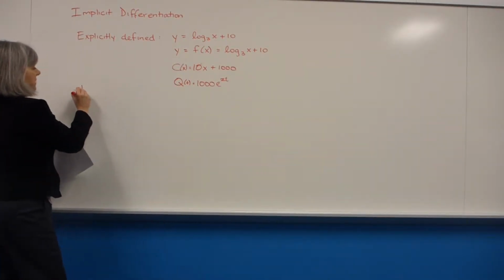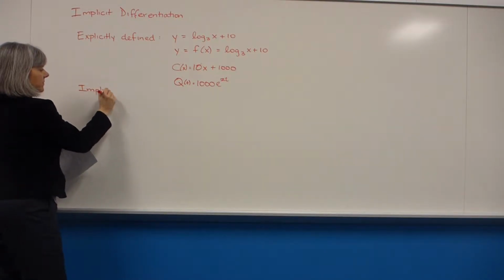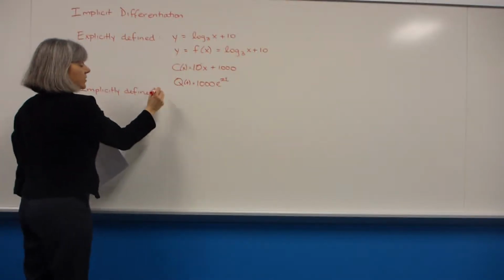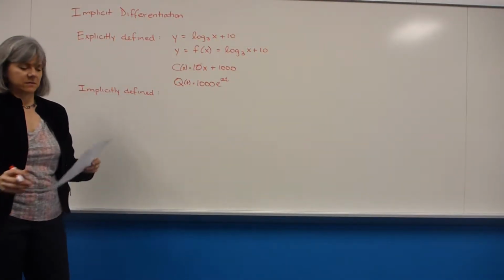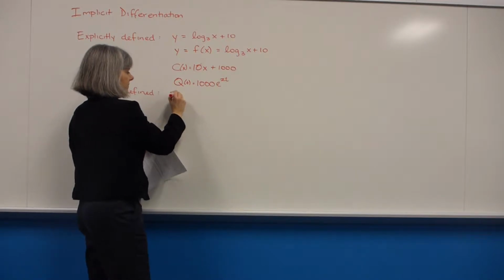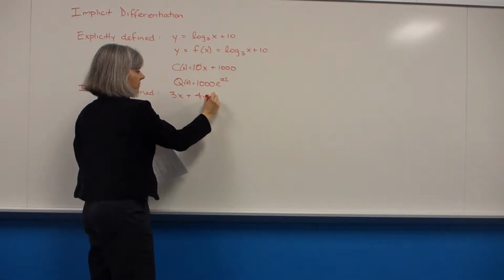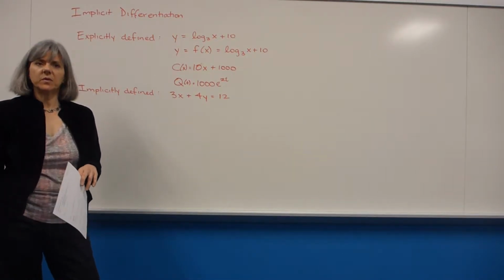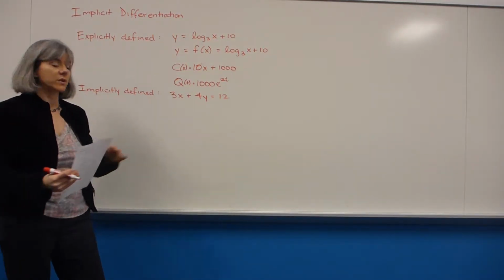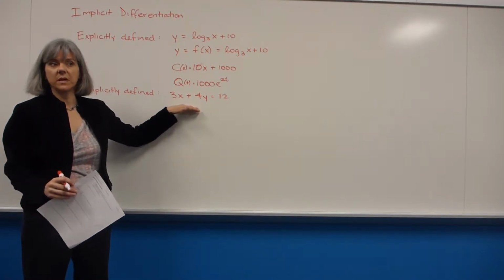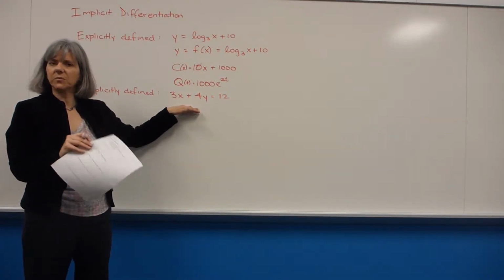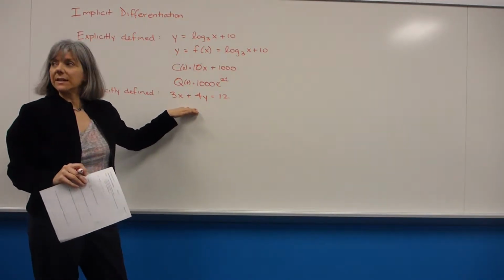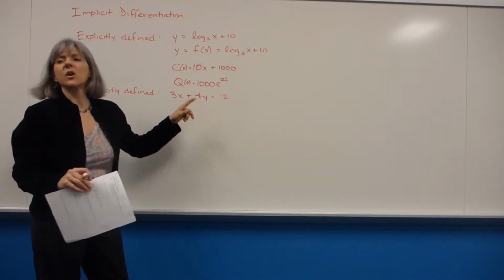All right, so let's look at implicitly defined functions. You guys have seen these already. You just don't realize it. So here's one. You've seen that before, like when you solve systems of equations, right? We always put it in what we call standard form. It's not y equals mx plus b form. It's not point slope. It's not slope intercept. It's standard form. This is technically implicitly defined because it's not solved for y.